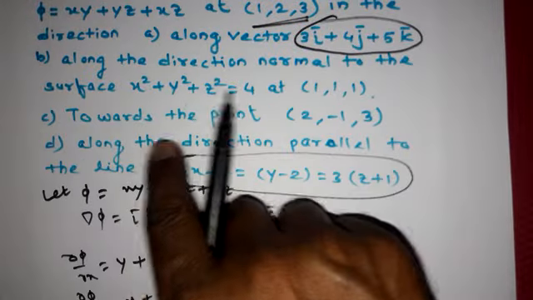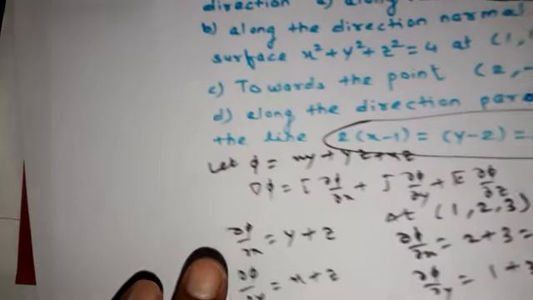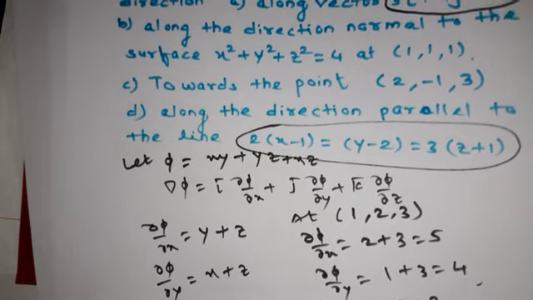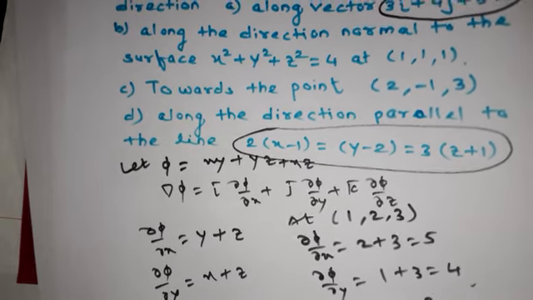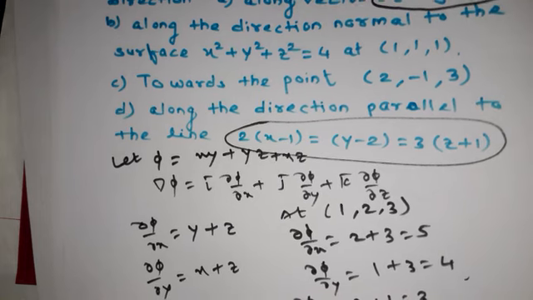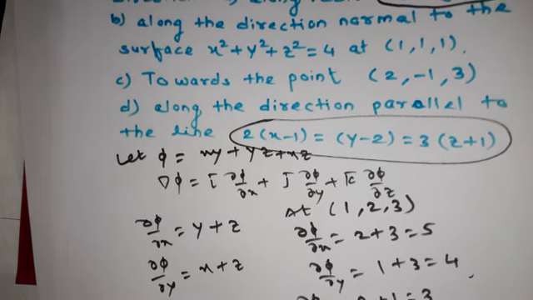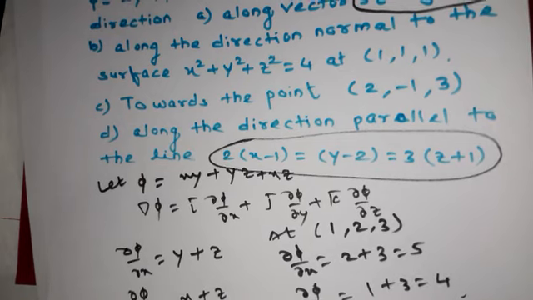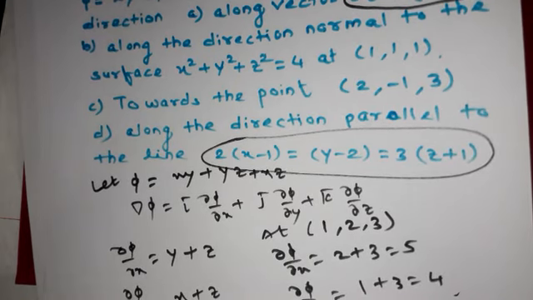Concentrate on this part because there are so many examples on it: along the direction parallel to the line, or along the z axis, x axis, y axis, and questions to find the values of a, b, c if the directional derivative is given. We will take all such examples, but now concentrate on finding the directional derivatives along the line.